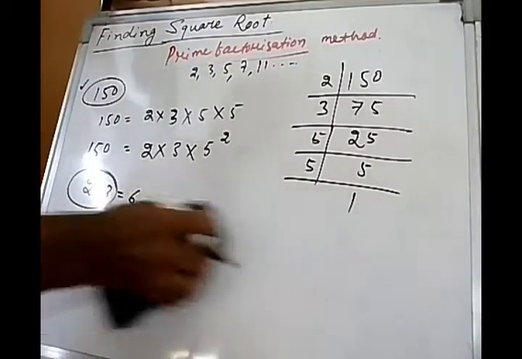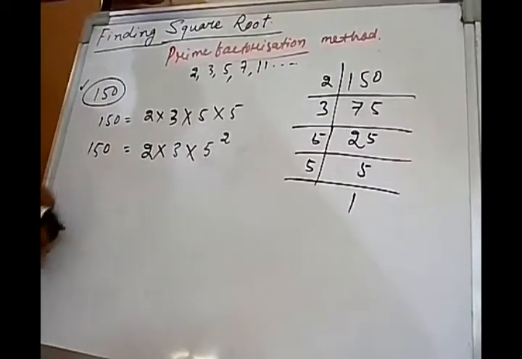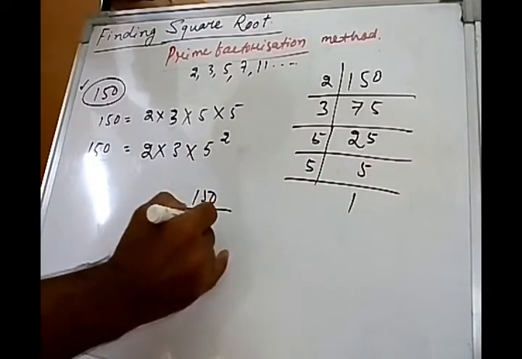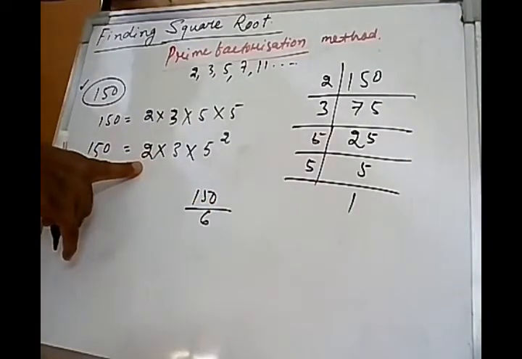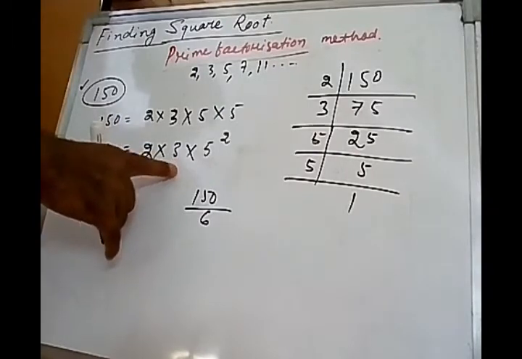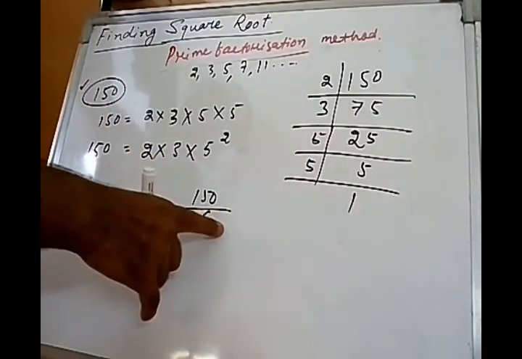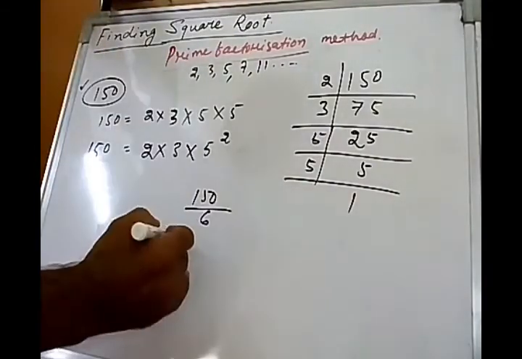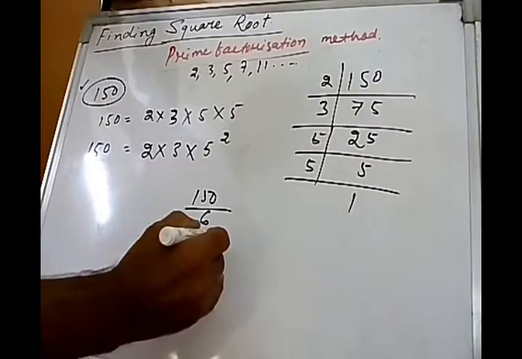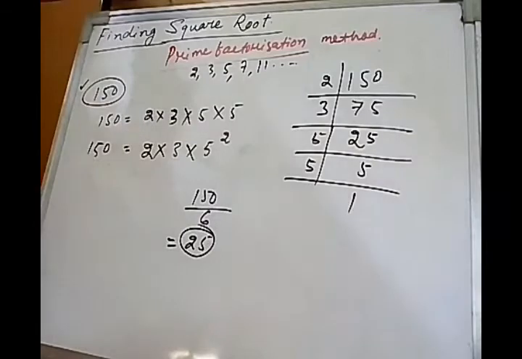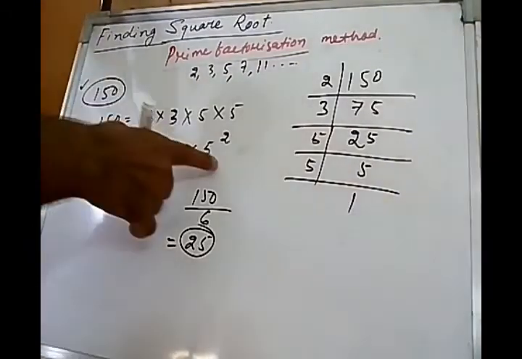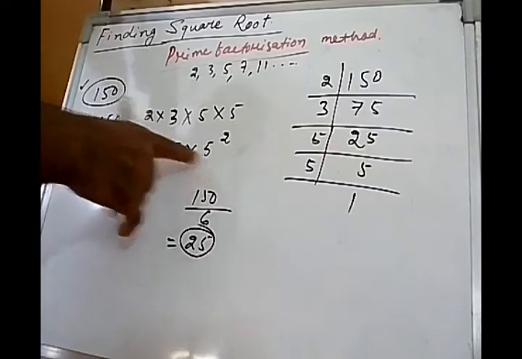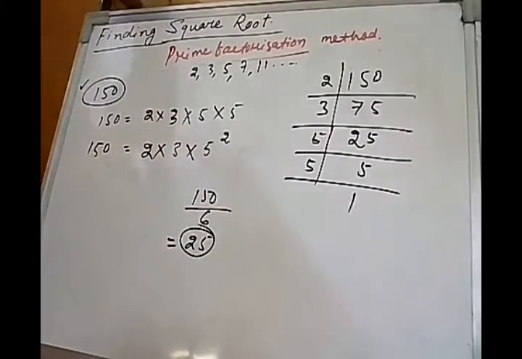Now let's check by dividing: 150 divided by 6. Why division by 6? 2 extra and 3 extra. I will divide by 2 also and I will divide by 3 also. So it can be divided by 6 directly. Now it is 25, and you know 25 is whose square? It is 5 square. 2 eliminated, 3 eliminated. Now remaining is 5 square. So 25 will be 5 square.